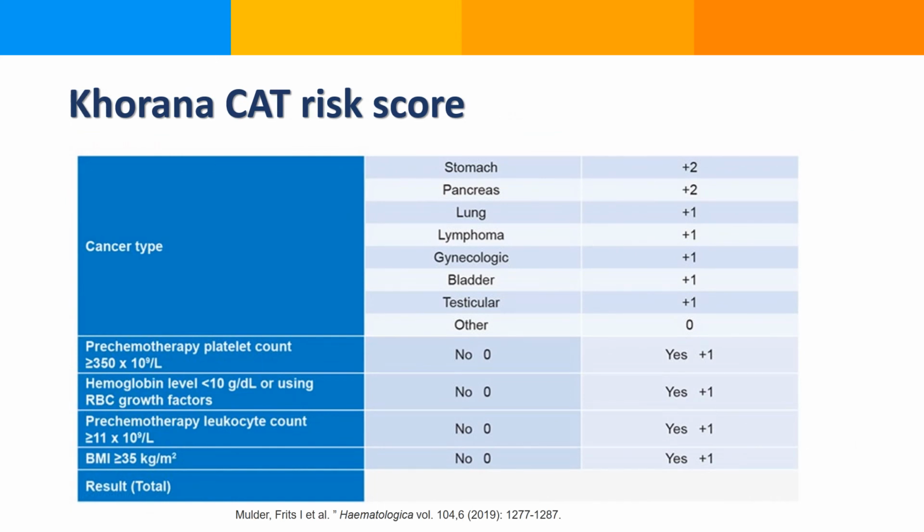In order to have justification for CAT prophylaxis, we have to calculate the Khorana CAT risk score. This is a score based on the cancer type, pre-chemotherapy platelet count, hemoglobin level, pre-chemotherapy leukocytic count, and body mass index. These data are entered into a special software that can be obtained from Google Play or the App Store, and it is able to calculate the risk score.